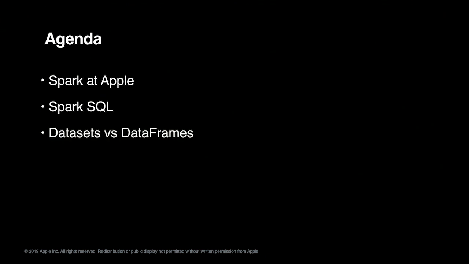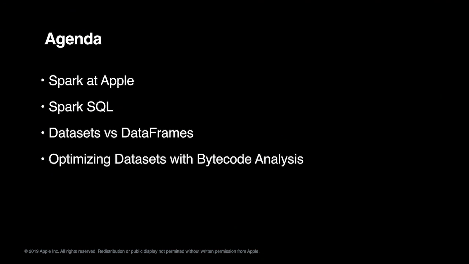And then we're gonna talk about dataset, DataFrame, some example. And then Anton gonna talk about how we optimize the dataset using bytecode analysis so that we can bridge the performance gap between two implementation, two APIs.